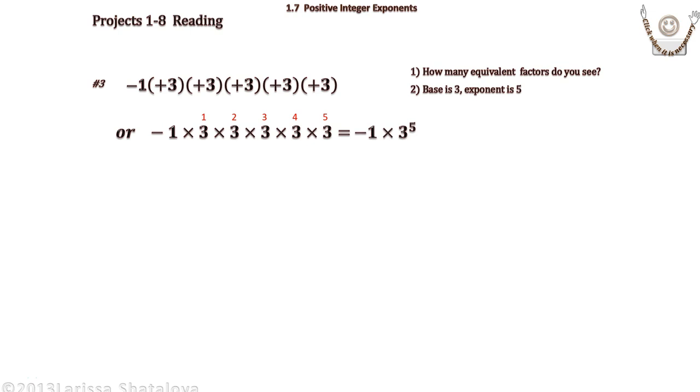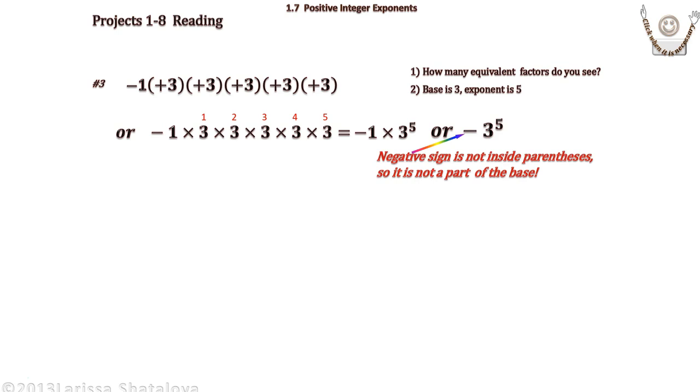But sometimes you will see a negative sign and then 3 to the 5th power. So this negative sign is not inside parentheses, so it's not part of the base. You have to pretend that you can see that 1. So while you are reading, it will be negative 1 times positive 3 to the 5th power.